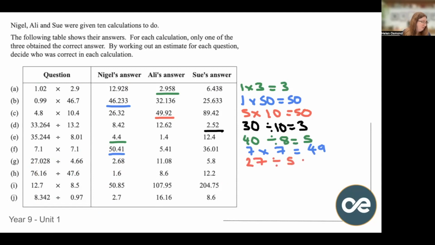We have got 27 divided by 5. That's not so nice to work out. Oh, no, 27 is not going to be so good. Let's go with 30. That's one significant figure. 30 divided by 5 gives me 6. That's easier to work out. So the answer that's kind of close to 6 is this one here, 5.8.